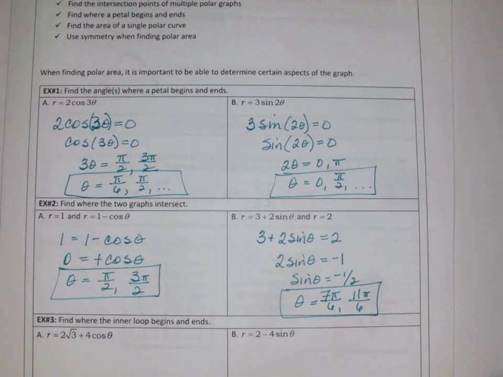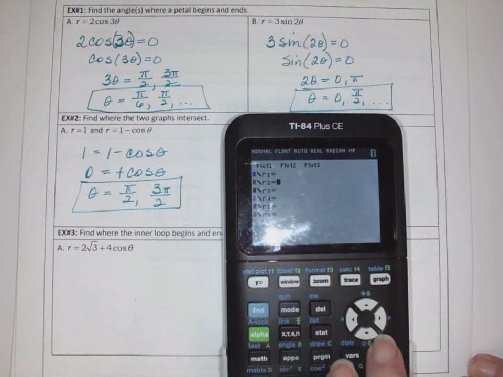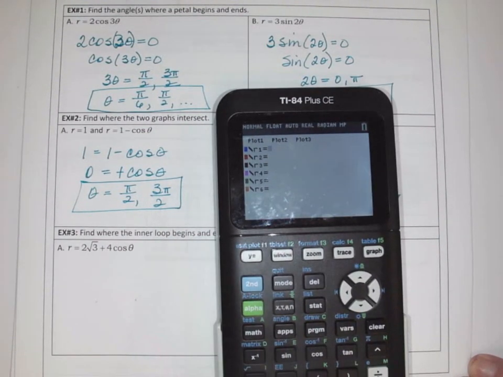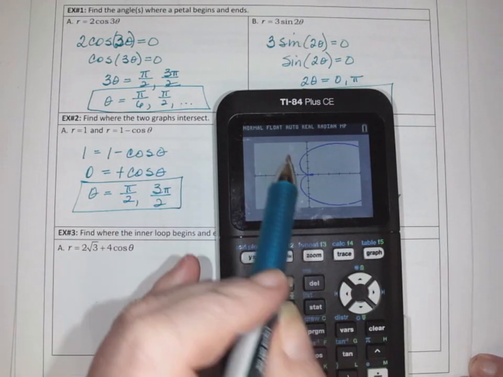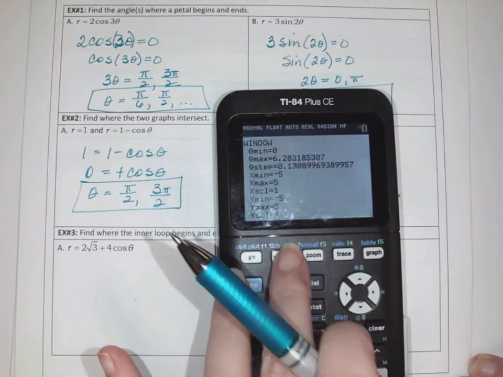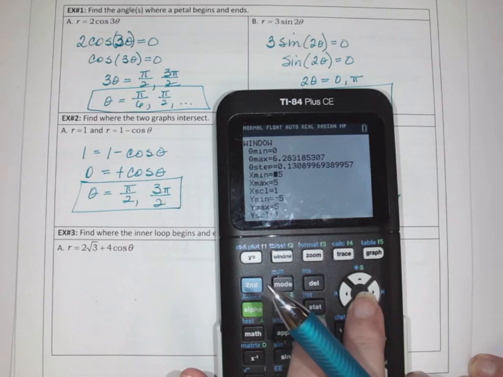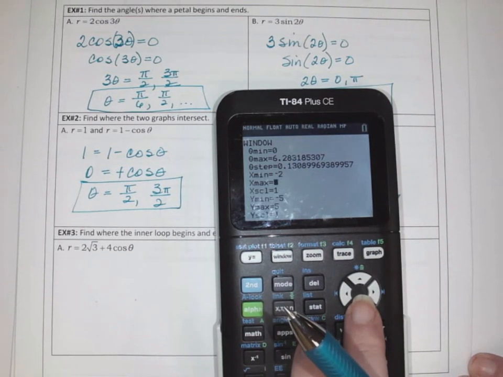All right, we want to find where the inner loop begins and ends. Now, what am I talking about with the inner loop? Well, if I graph this, I've got 2 square root 3 plus 4 cosine theta. And if I graph that, it's hard to see, but inside there, if I zoom in a little bit, let's change my window from -2 to 7.